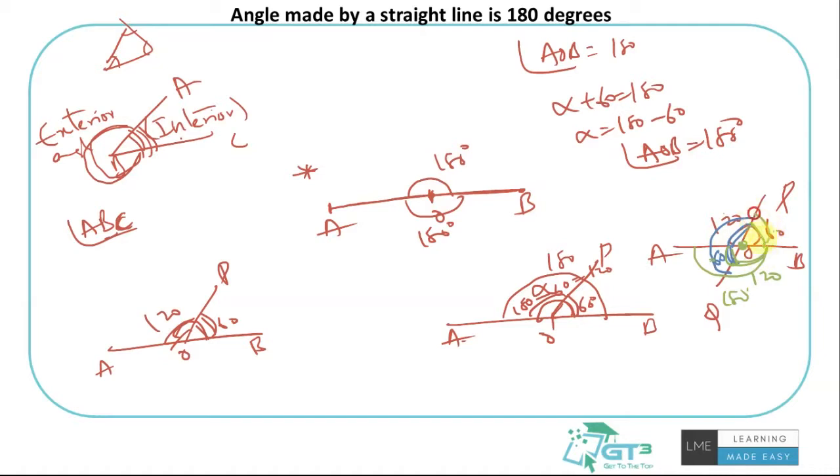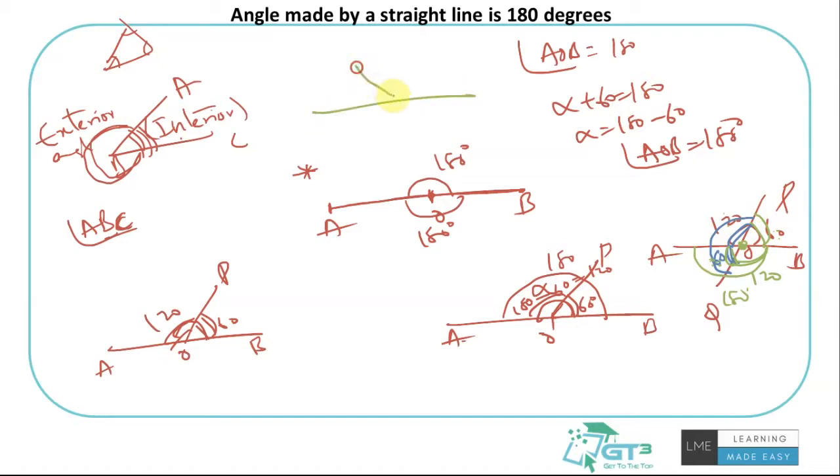If I know this as 60, I can find out this to be 60, because 60 plus 120 is a straight line, 120 plus 60 is a straight line, 60 plus 120 is a straight line, so I can fill in all these values. So it's much easier. You don't have to know anything complex in this. Just understand that the angle made by a straight line is 180.